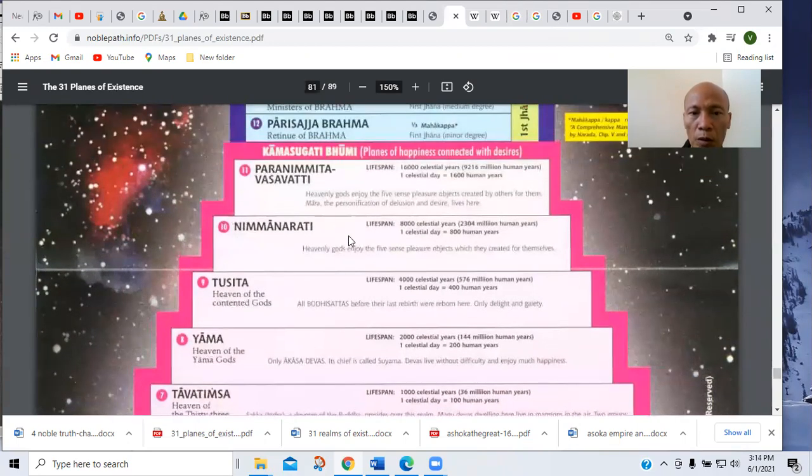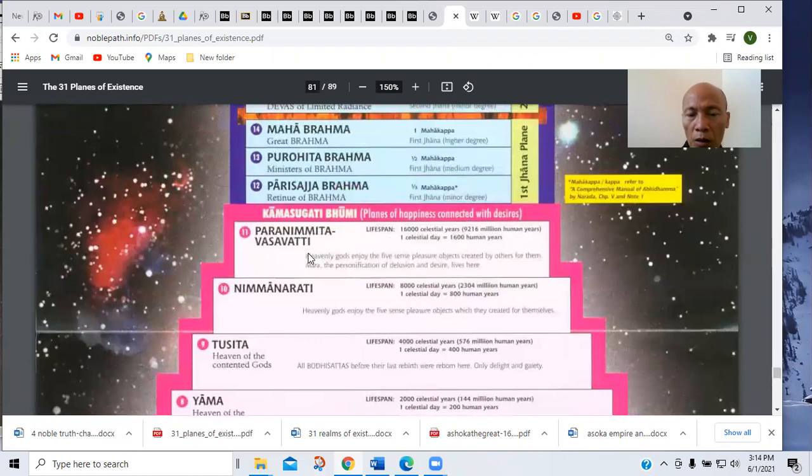And the next one is the heaven of gods who enjoy the five sense pleasure objects created for themselves. Their one celestial day is equal to 800 human years, and their lifespan is 8,000 celestial years. So in total, the lifespan is about 2,304 million human years.